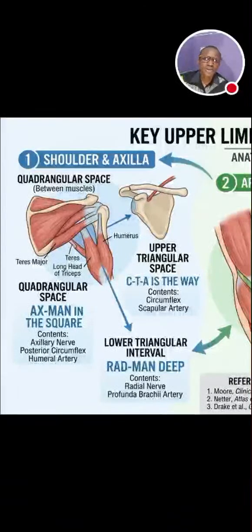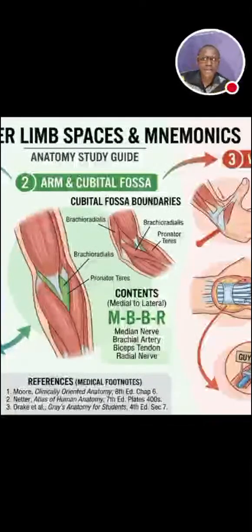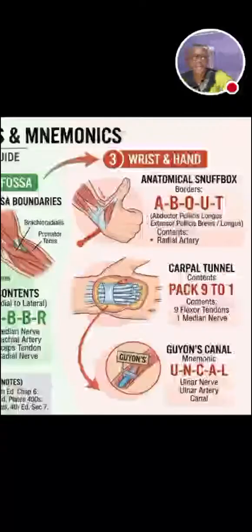In the arm here, MBBR: median nerve, brachial artery, biceps tendon, radial nerve. Those are contents from medial to lateral. Okay, so that's that about that.